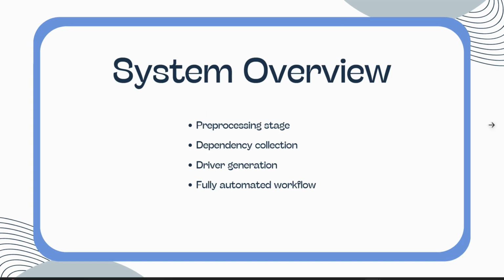To understand the problem, let's look at how the APICraft system works overall. At a high level, APICraft follows a pipeline with several stages. The process starts with pre-processing, where the system gathers information about the SDK and the programs that use it. Next comes dependency collection, where APICraft analyzes how different API functions interact with each other. In particular, it tries to identify relationships between functions. For example, when the output of one function becomes the input of another.